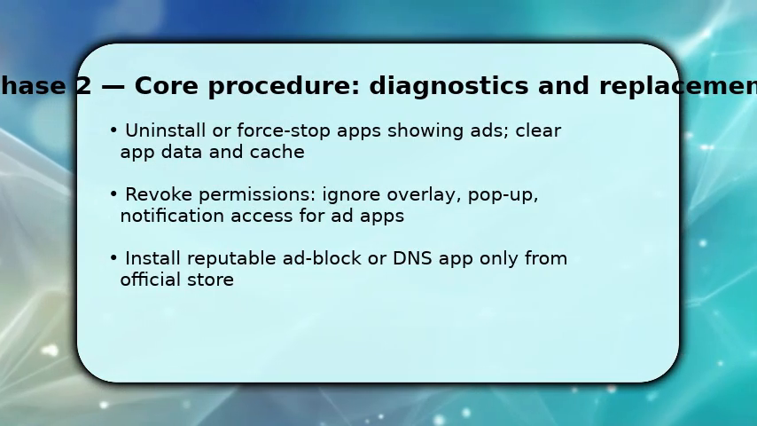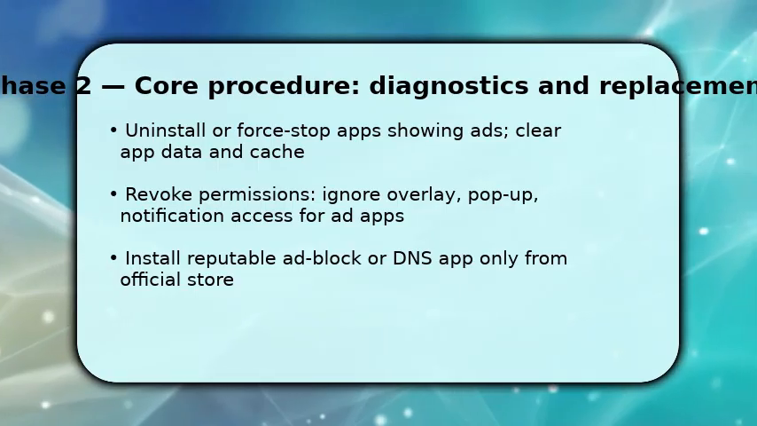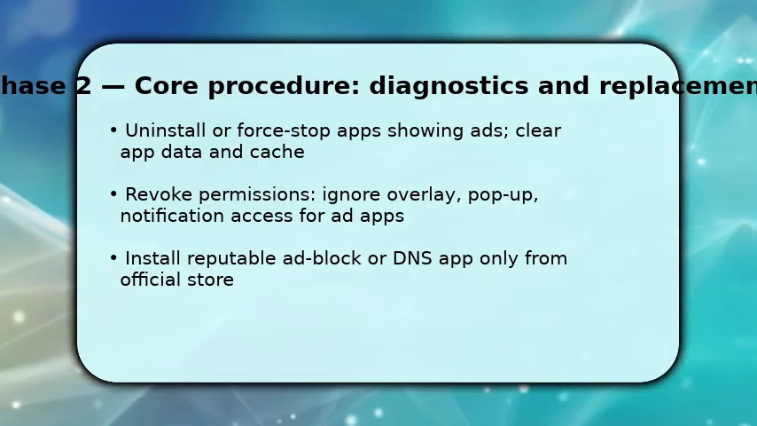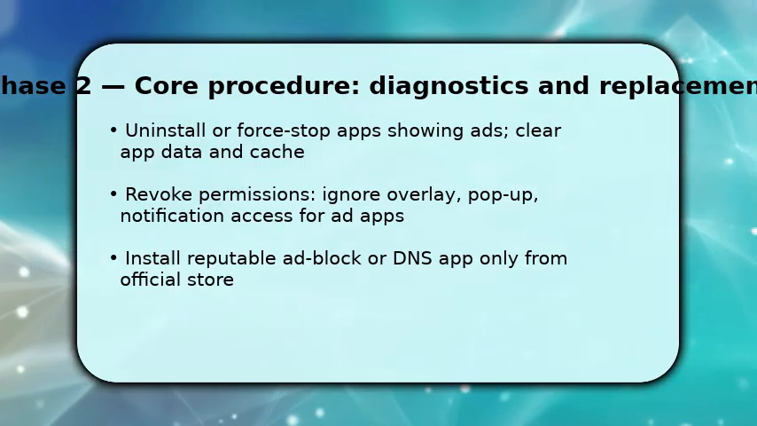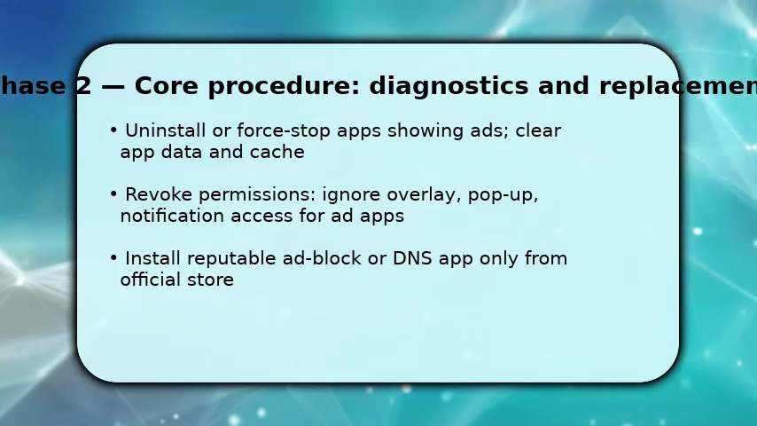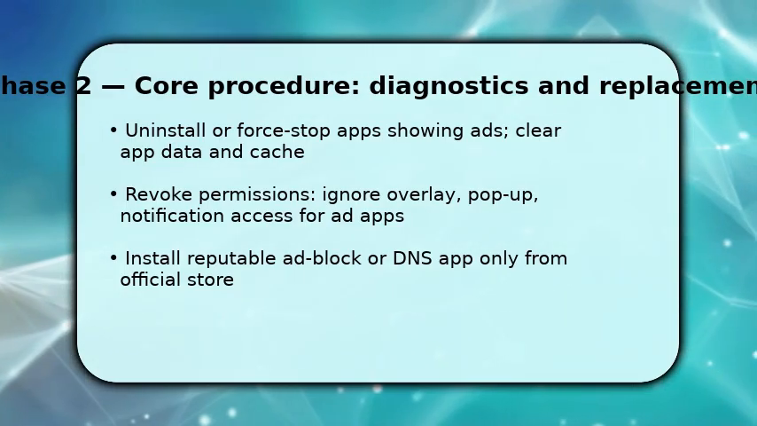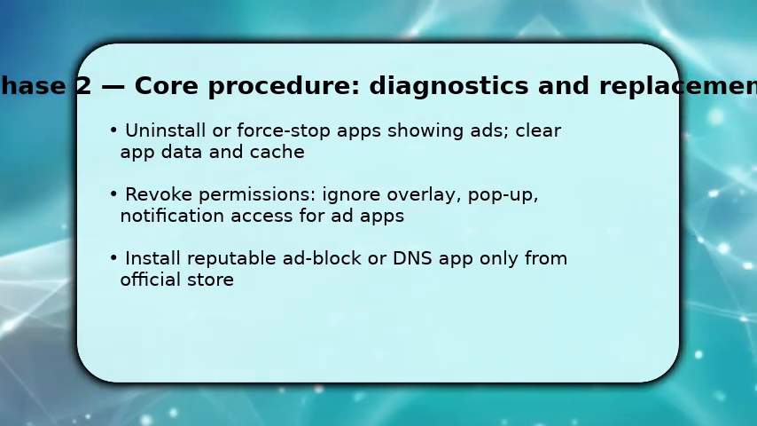Now you remove persistent ad sources and restrict permissions so ads cannot reappear. First, uninstall the offending app. If uninstall fails, force stop and clear data, then revoke notification and overlay permissions. Next, revoke access for apps with notification listener or device admin rights. This prevents them from injecting ads.